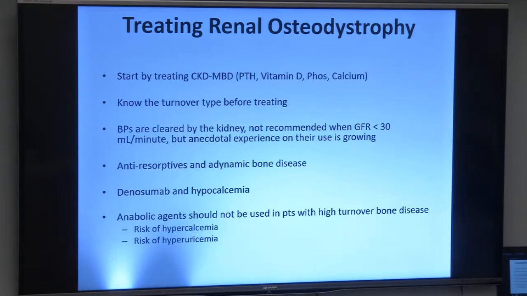Pamidronate can cause FSGS, and Reclast can cause ATN. Now, the ATN association with Reclast was related to the infusion rate. When Reclast was first developed, it was given over 15 minutes, and it resulted in a significant amount of ATN. Now, I think people are infusing it over 20 minutes to a half an hour.